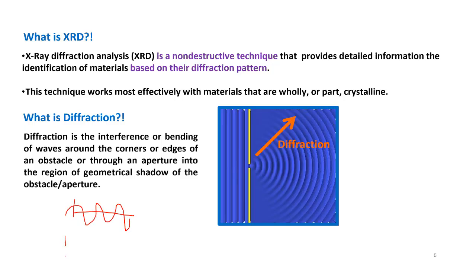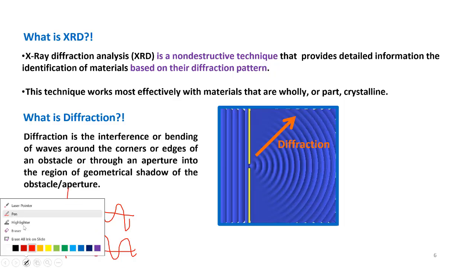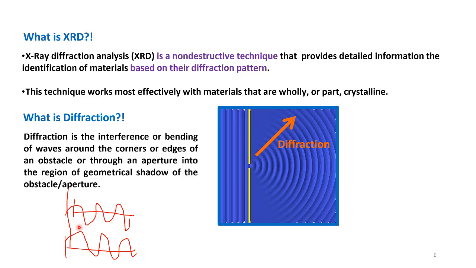So this, and then one more wave. The maxima of one should be at the maxima of the other, and the minima of one should be at the minima of the other. In that case, we will get this kind of diffraction pattern, and that is called constructive interference. One more thing is there, destructive interference.